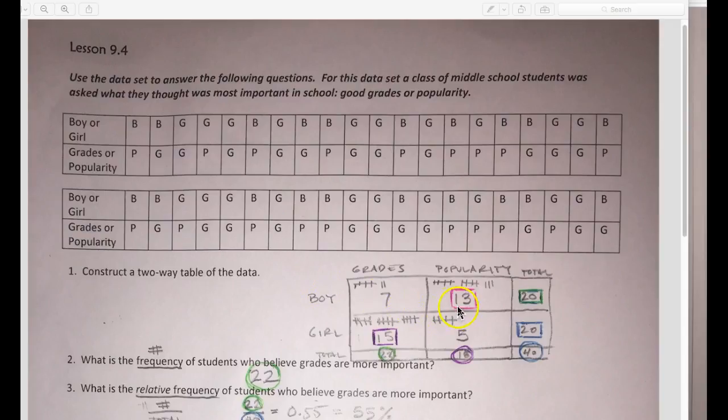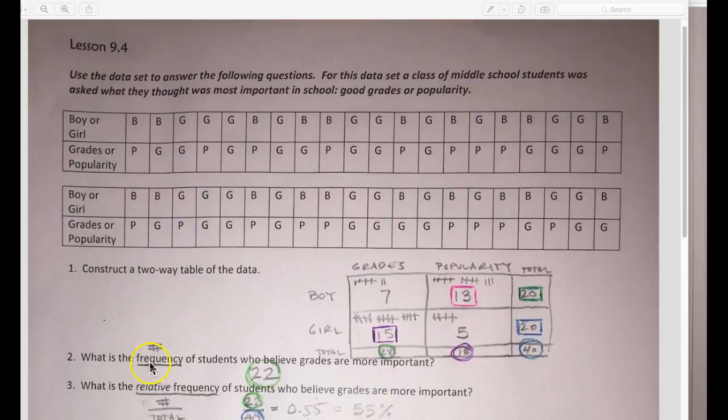This is my two-way table. So I have 4 things here, and then I have my column totals here, my row totals here, and my grand total here. So they're asking us, what's the frequency of students who believe grades are more important? Frequency just means number, how often it happens. So it looks like 22 people think grades are more important, 7 boys and 15 girls.